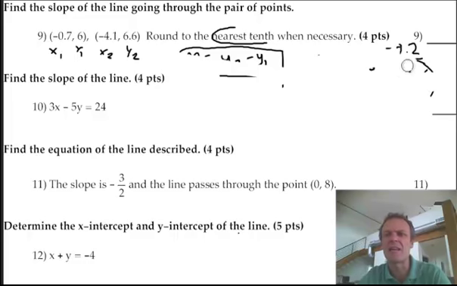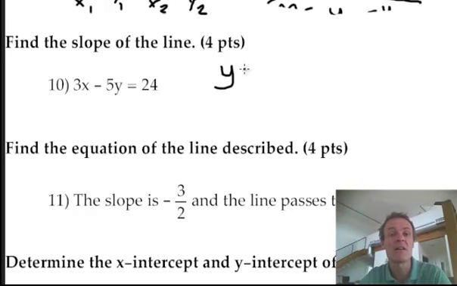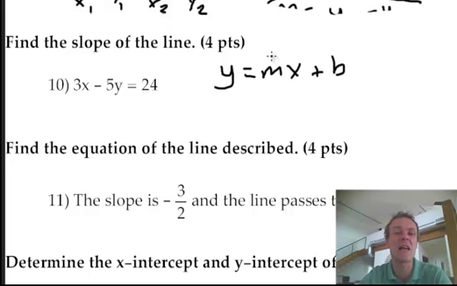Slope of a line. Again, a lot of you got this wrong on the test, and here's why. There's a lot of algebra involved in this one. To find the slope, you need to have the y equals mx plus b formula, because the m is next to the x.